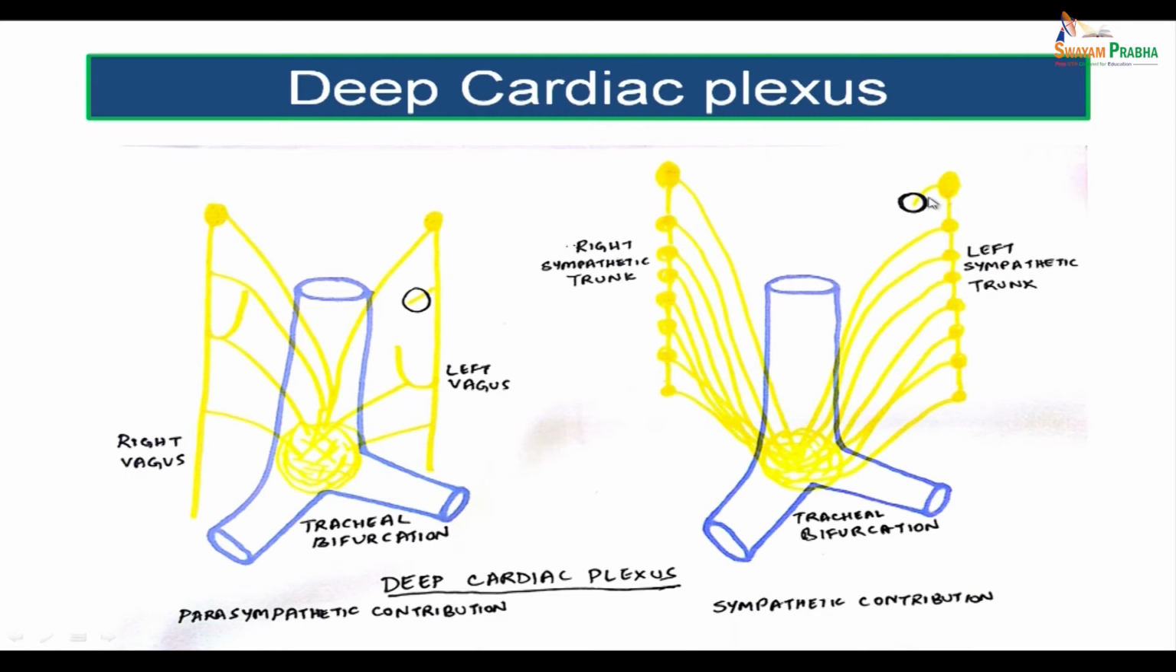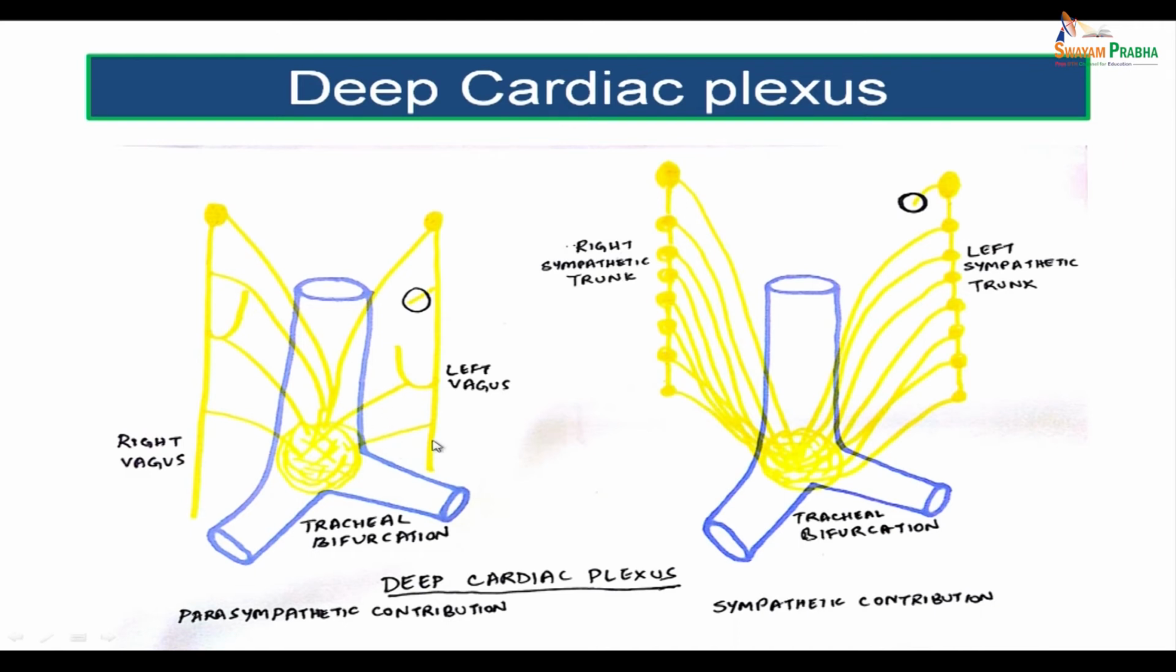So, except for the superior cervical sympathetic giving the superior cervical cardiac branch, all the other branches of this sympathetic, cervical and the thoracic, will be joining the deep cardiac plexus along with branches from the right and the left vagus. You find the left vagus inferior cervical cardiac branch will go to form the superficial plexus, whereas all the other branches of both vagus will contribute to the deep plexus.